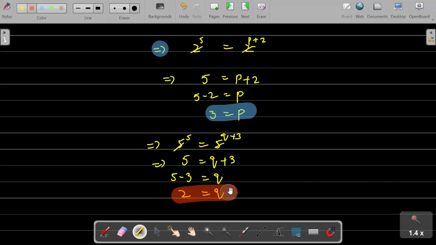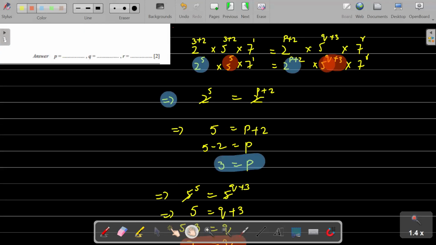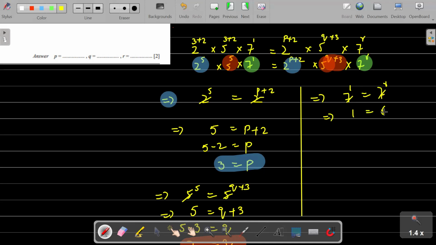That is my answer. Now one last variable is left, which is 7 raised to power 1 and 7 raised to power r. That is left. I'm going to compare their base and their power as well. So by comparing the power and the base, 7 raised to power 1 is equal to 7 raised to, eventually its power will be equal, which is r equals to 1. Now we have made our variables clear.